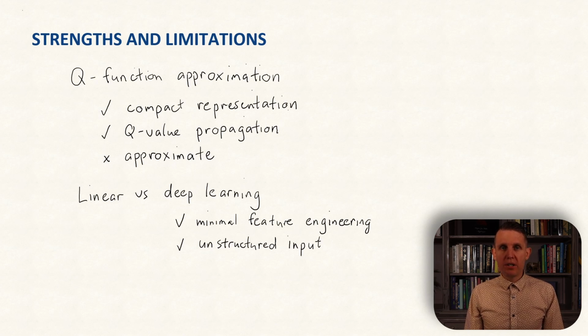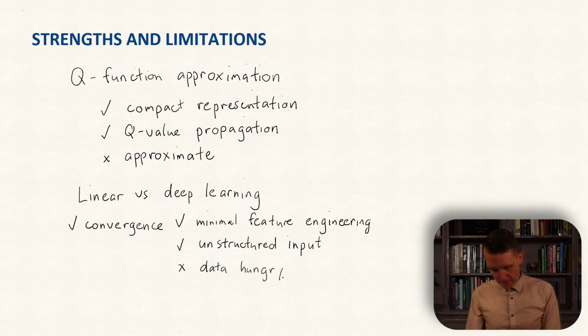An advantage of linear Q function approximation over deep learning is the convergence property. That just means that linear Q function approximation is guaranteed to converge to the global optimum, whereas deep learning will only converge to a local optimum in some cases. The disadvantage of deep learning is that it's a bit more data hungry. It typically requires more episodes to train than linear Q function approximation or other machine learning approximations. This is just because it learns the representation or the features as well as the parameters.